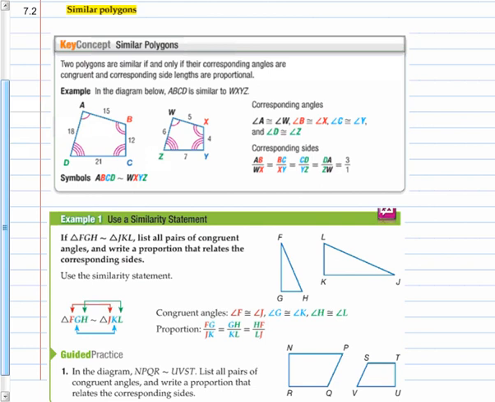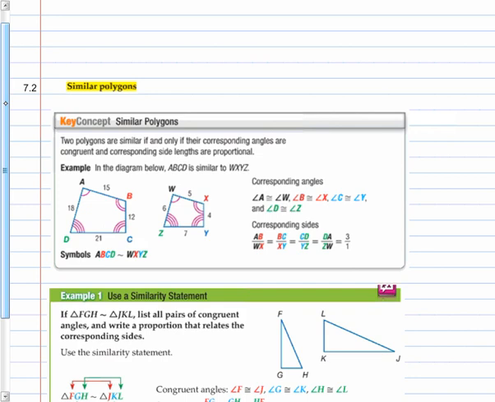You have already learned what congruent polygons mean. Remember, congruent polygons have all corresponding parts congruent, and often we talk about triangles being congruent, but all polygons have that fact if they are congruent. All corresponding parts are congruent. All corresponding sides are the same length. All corresponding angles are the same measure. Similar is a little bit different.